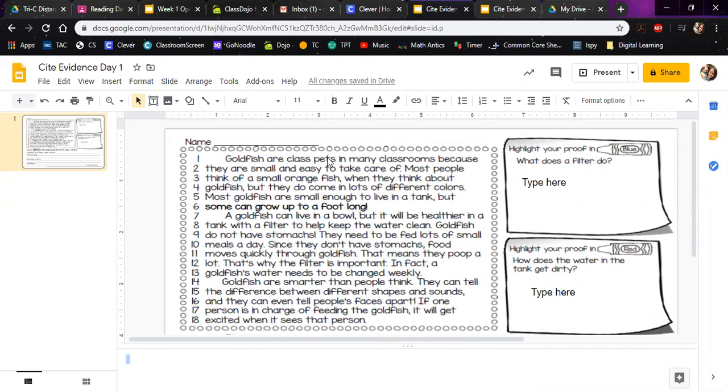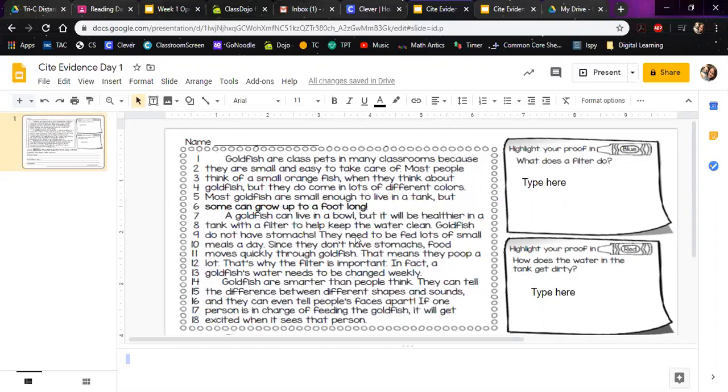Goldfish are class pets in many classrooms because they are small and easy to take care of. Most people think of a small orange fish when they think about goldfish, but they do come in lots of different colors. Most goldfish are small enough to live in a tank, but some can grow up to a foot long. A goldfish can live in a bowl, but it will be healthier in a tank with a filter to keep the water clean.